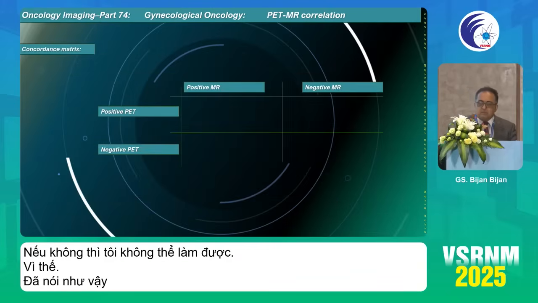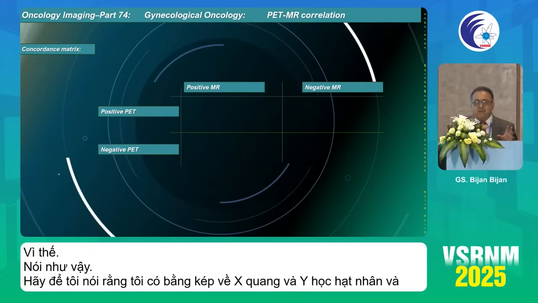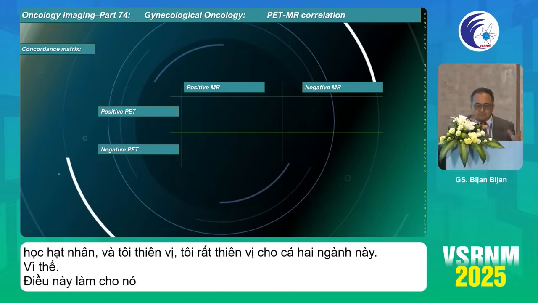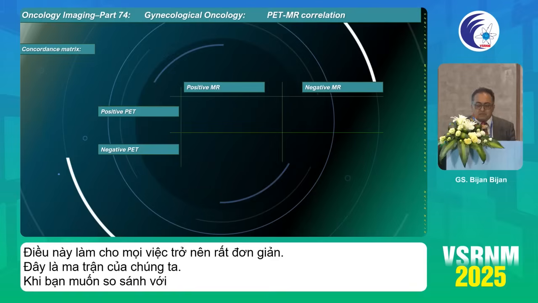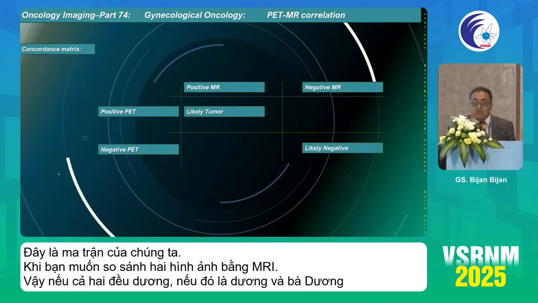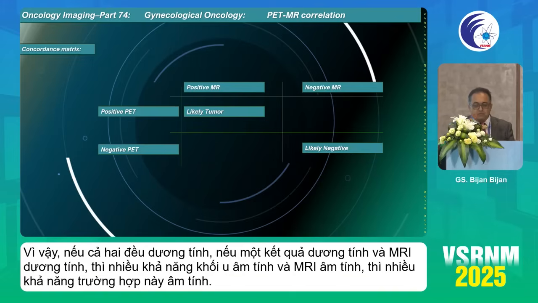Let me just start. I have a double background, radiology and nuclear medicine, and I'm very biased for both of them. So just to make it very simple, this is our matrix when you want to compare, for example, PET with MRI. If the PET is positive and MRI is positive, most likely it's a tumor. If PET is negative and MRI is negative, most likely the case is negative, and the patient doesn't have any. Well, there are exceptions to both of them, of course.